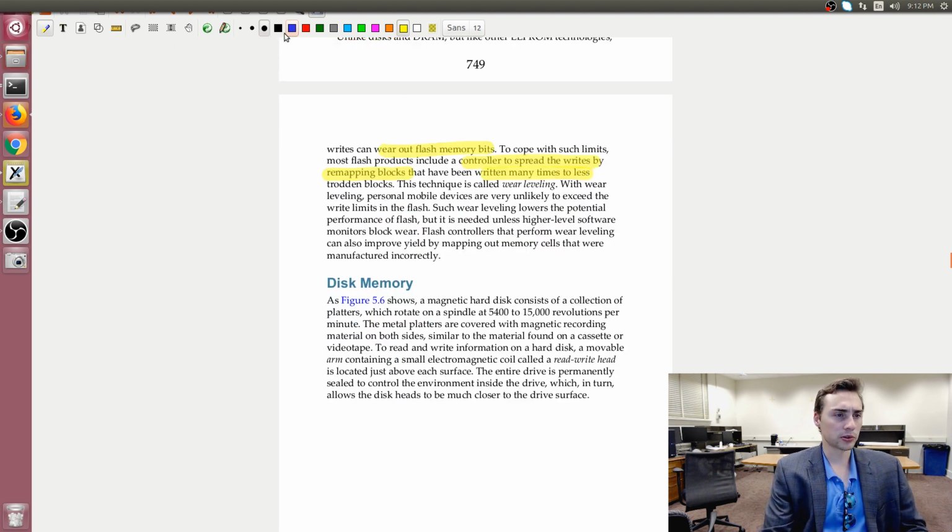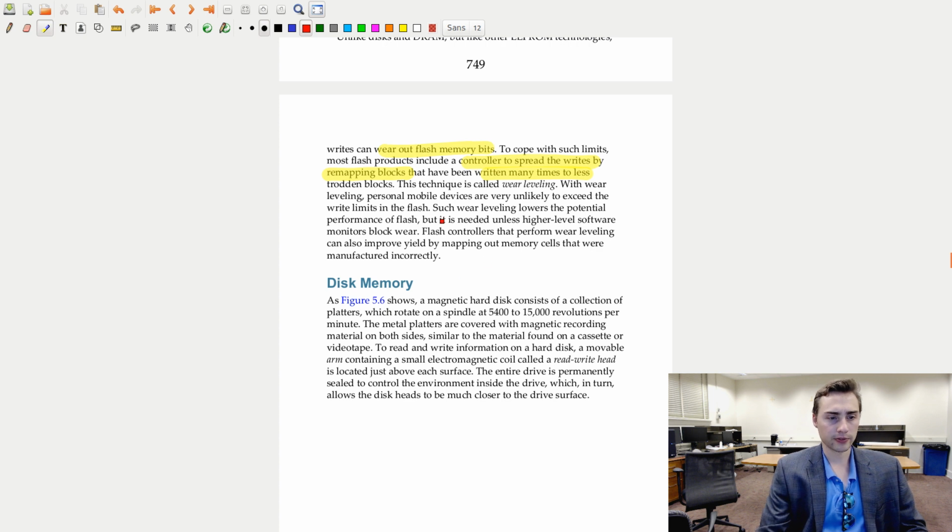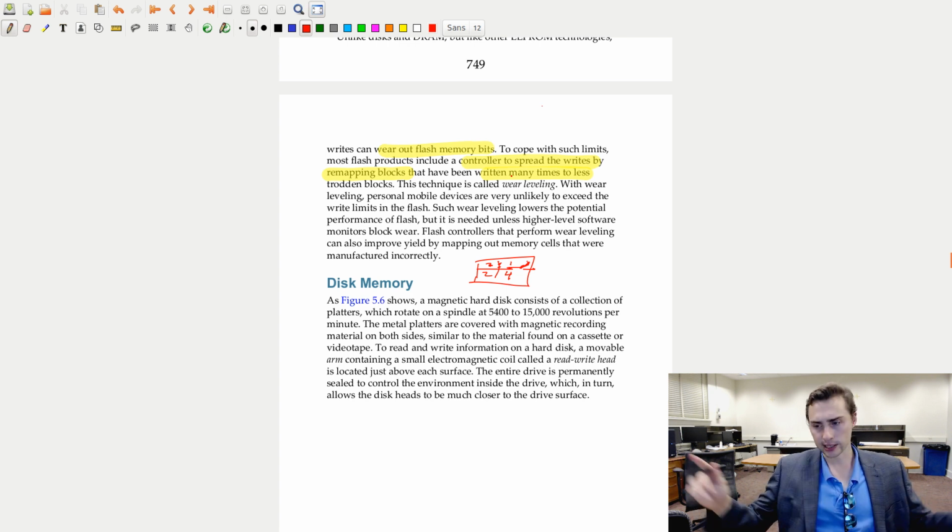So what we're talking about here is, if we have, oops, let's get that pencil out. If we have a grid, we don't want to just pound a single block in this grid with all of our accesses, because it's going to wear out and we're going to kill that. So what we typically want to do is spread it around. So access 1 might go here, 2 might go here, 3 might go here, 4 might go here. And so we spread it out evenly.